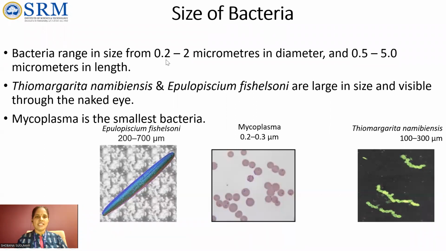Coming to the size of bacteria, it ranges from 0.2 to 2 micrometer in diameter and 0.5 to 5 micrometer in length. Two of the largest bacteria are Thiomargarita namibiensis and Epulopiscium fishelsoni. They are visible to the naked eye, and the smallest bacteria range from 0.2 to 0.3 μm, for example Mycoplasma. Epulopiscium fishelsoni ranges from 200 to 700 μm. Thiomargarita namibiensis ranges from 100 to 300 μm.